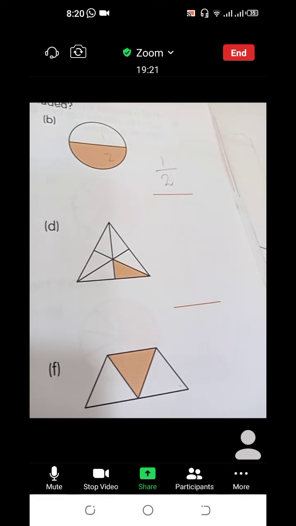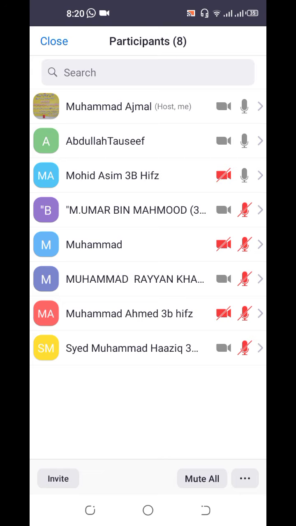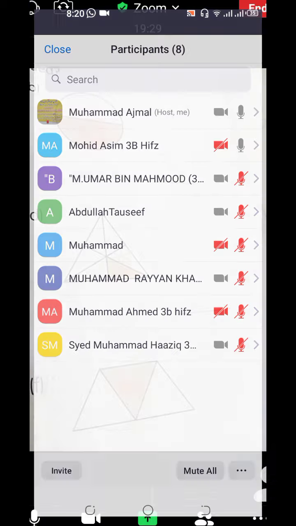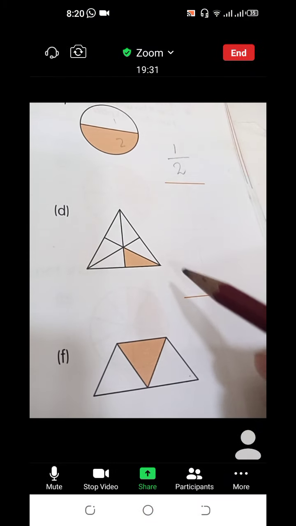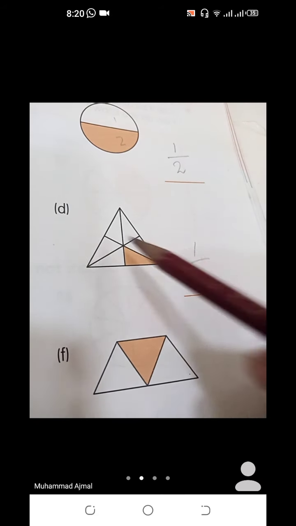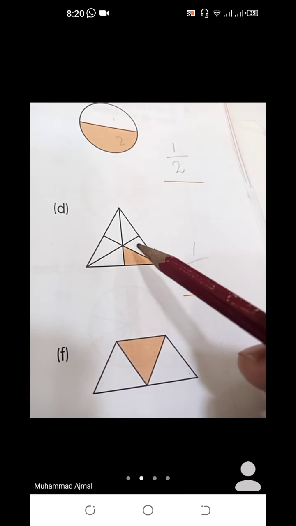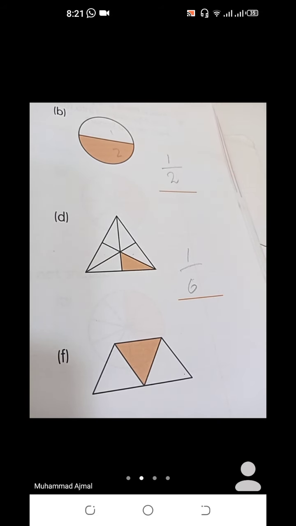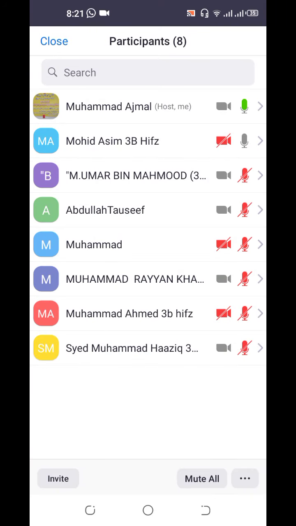Mohid Asim, can you tell me the next one? What will we write here? The fraction 1 over 6. Very good.